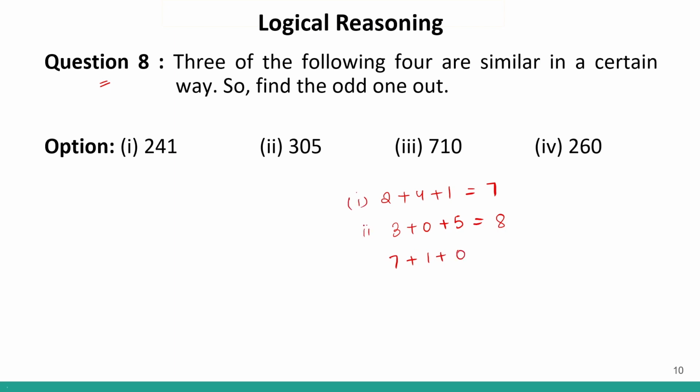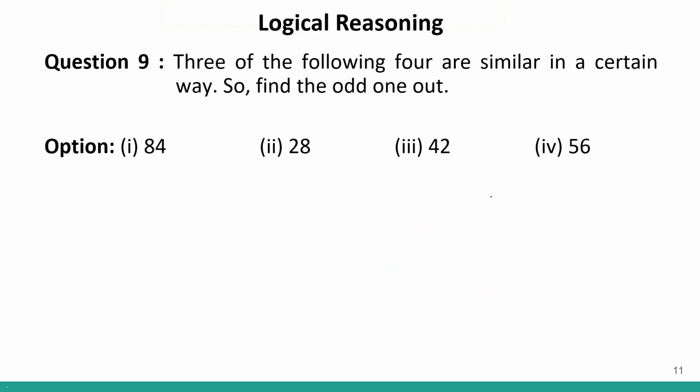This is option number 2. This is option number 3. And this is option number 4. So 7 plus 1 plus 0 will be 8. And 2 plus 6 plus 0 will be 8 again. So these three numbers, the sum of the individual digits is 8. Only in this case, that is option number 1, the sum comes to 7. Therefore, this number is the odd one out. Clear?